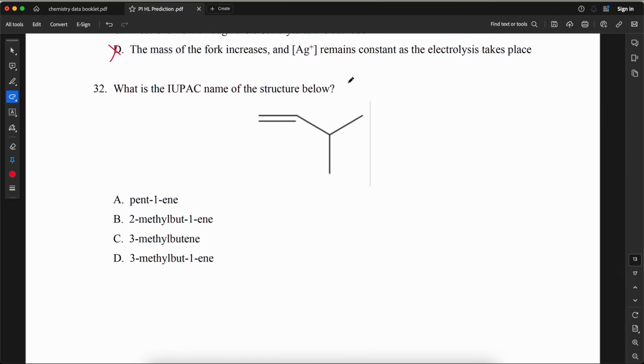What is the IUPAC name of the structure below? This would be CH2, CH2, CH3, CH3. So 1, 2, 3, 4. So this would be the alkyl. So the answer is 3-methylbut-1-ene.